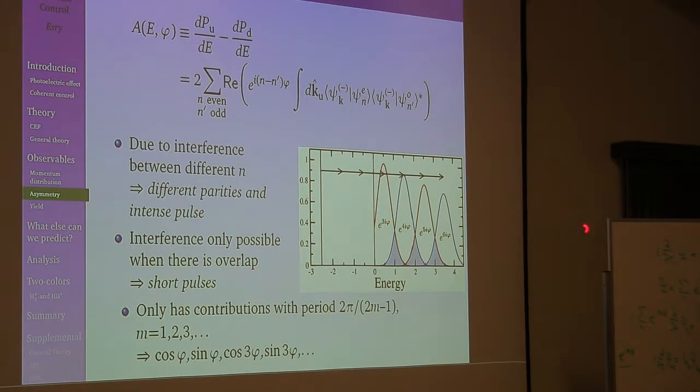But we can also predict that if we were to look at the CE phase dependence, you would only have terms like cosine and sine phi, cosine 3 phi, sine 3 phi. You would have the whole trigonometric series with odd frequencies.